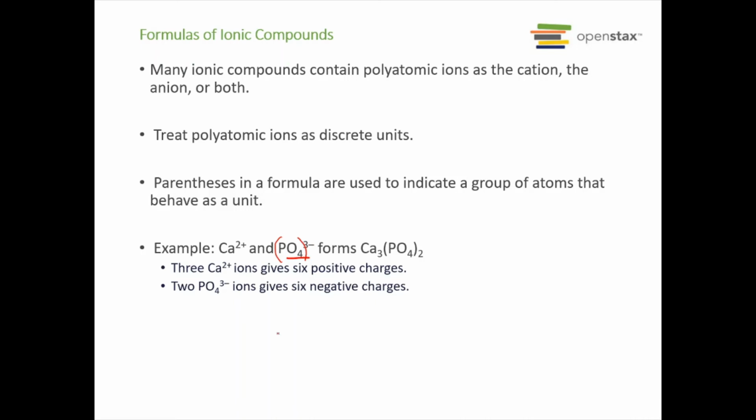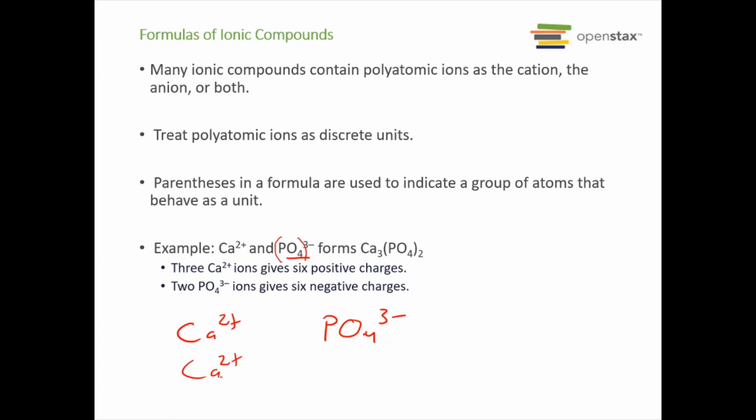So let's do an example with that crisscross method and show you what I mean. Here I have calcium 2+, and here I have phosphate, PO4 3-. Again, this is not going to balance because 2+ and 3- aren't the same. So here's how I can make this work. I can do it one at a time, or I can crisscross.